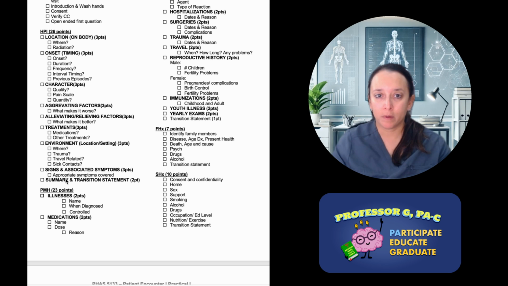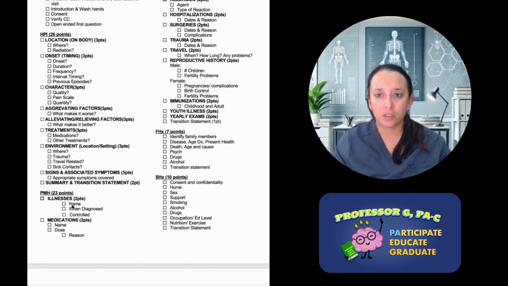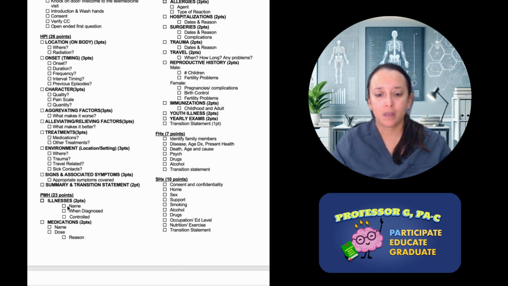We have to summarize, remember, the HPI to our patient to make sure we got it right before we move on to the past medical history. Once we get to past medical history, I think it's pretty self-explanatory, just asking questions. If you have an illness, what is it? When were they diagnosed? Are they well controlled? Medications, the name, the dose, the reason.